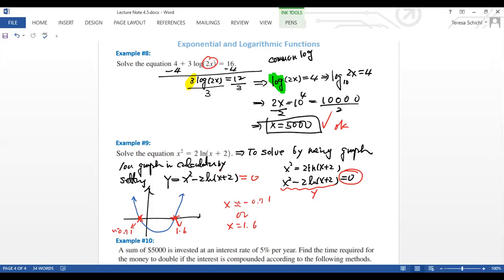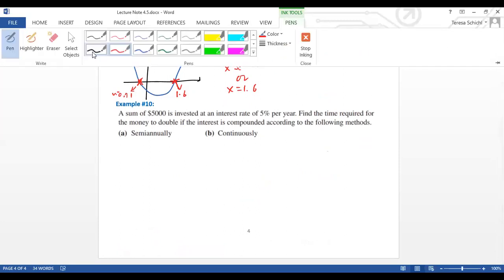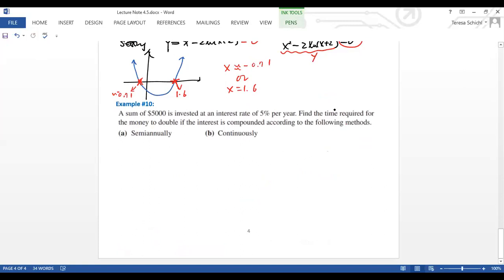All right, so now the last problem we're going to take a look at is how to do the application problem, okay? So the number 10 here, we talk about the exponential functions heavily used in the compound interest calculations, right? So let's say a sum of $5,000 is invested at an interest rate of 5% per year.